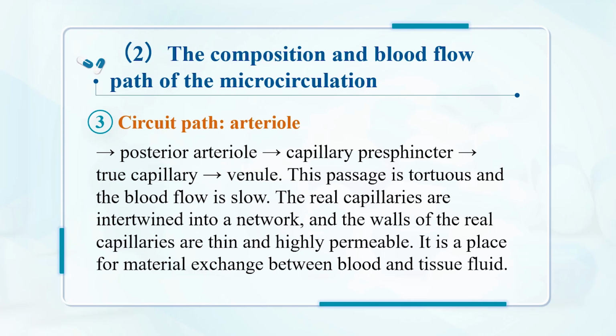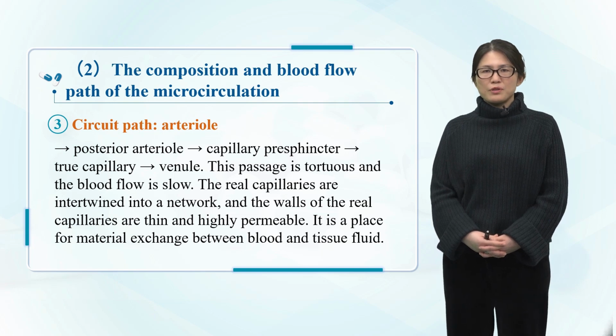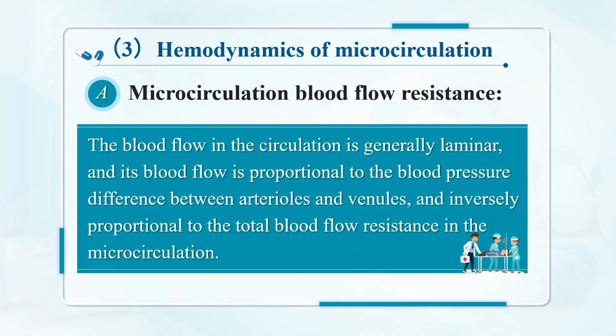3. Circuitous path: arterioles, metarterioles, precapillary sphincter, true capillary, venule. This passage is tortuous, and the blood flow is slow. It is a place for material exchange between blood and tissue fluid. The blood flow of the organ is relatively stable for a certain period of time, but the flow velocity in different microvessels at the same time is very different.